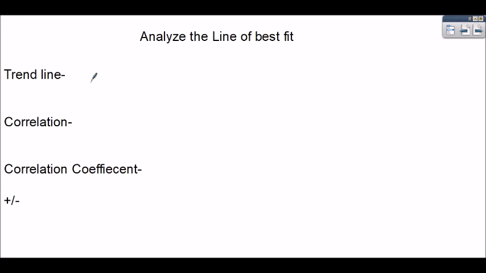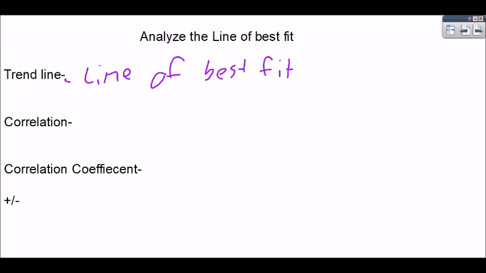Today we're just going to analyze the line of best fit. That just means we're looking at the line of best fit and how good of a line it is. So a couple vocab things. A trend line is just the line of best fit. It's just how some textbooks that are a little bit older might reference it.